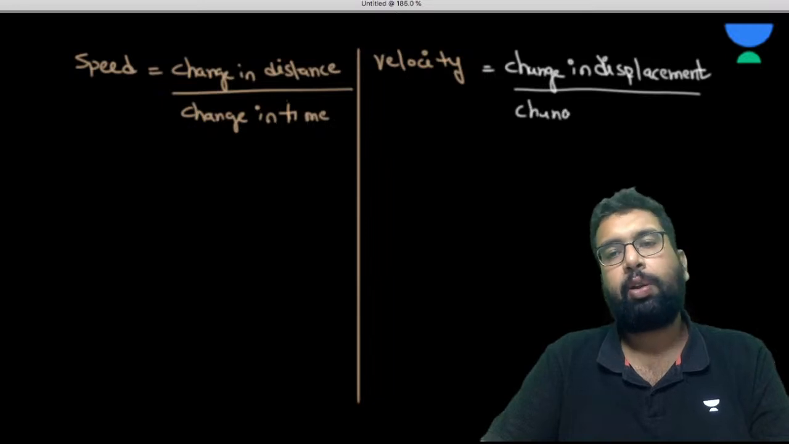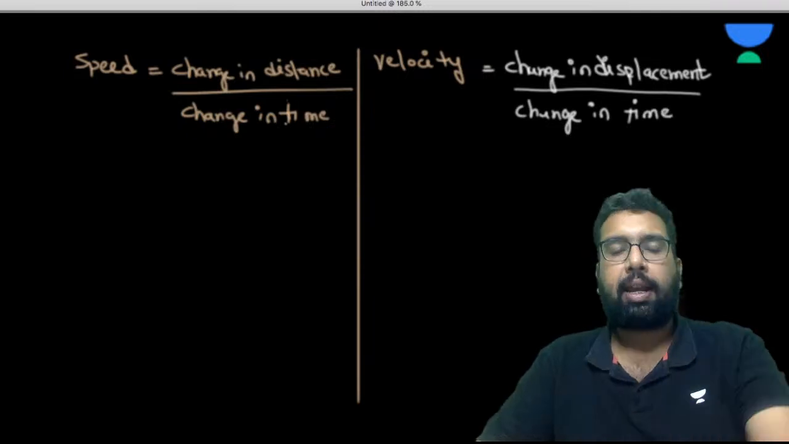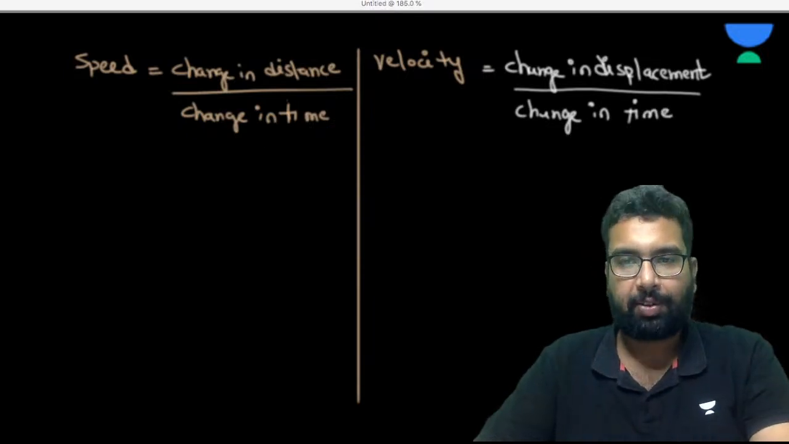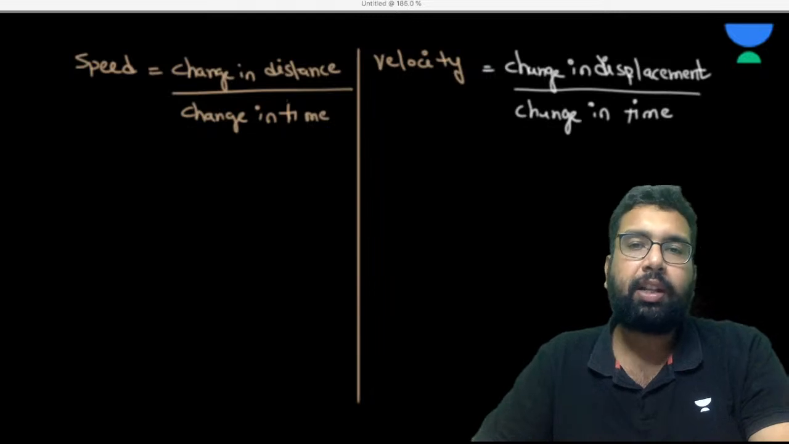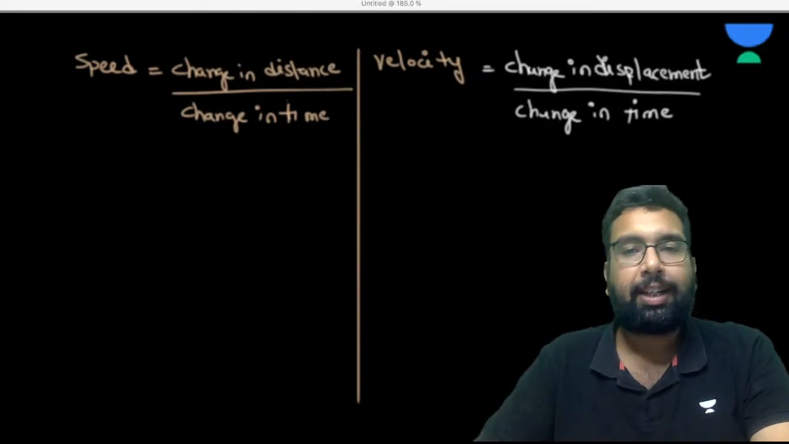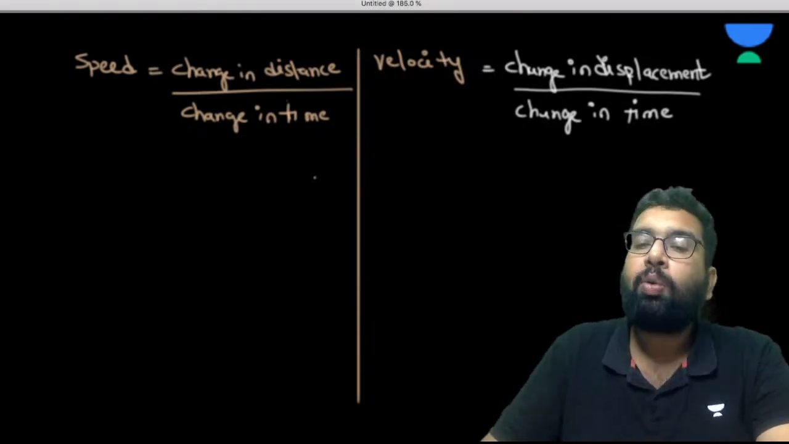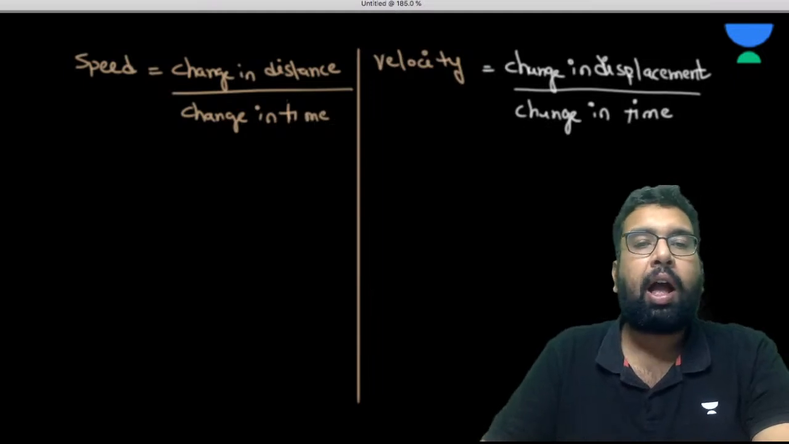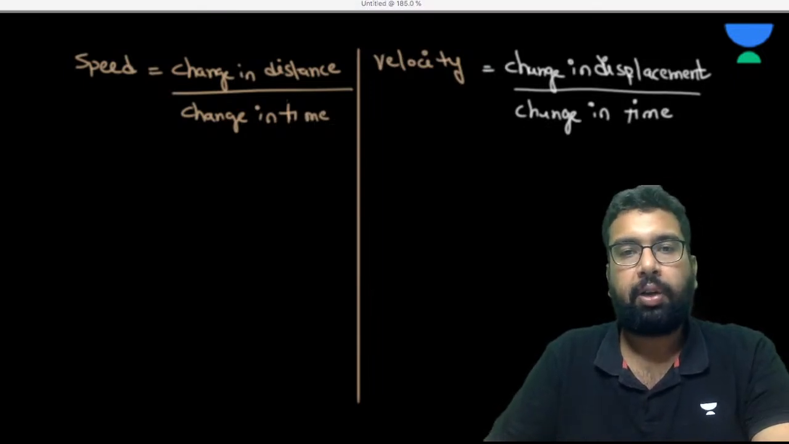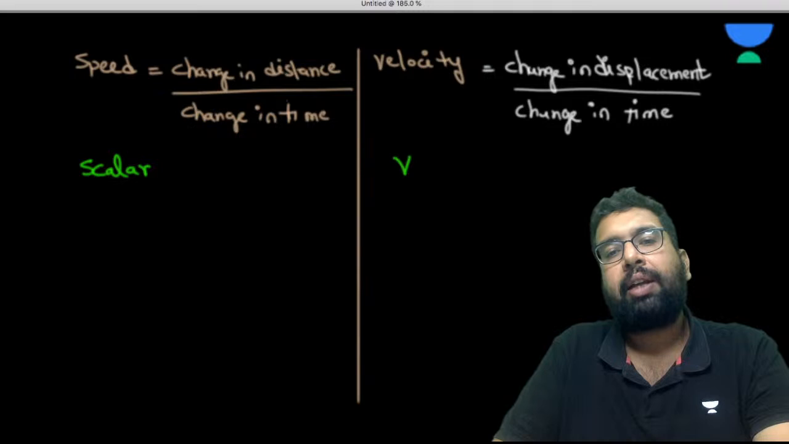We all know about it. One is change in distance per unit time and one is change in displacement per unit time. They have the same units and the same dimension, but how are they different from each other? Speed is a scalar quantity, and velocity is a vector quantity.